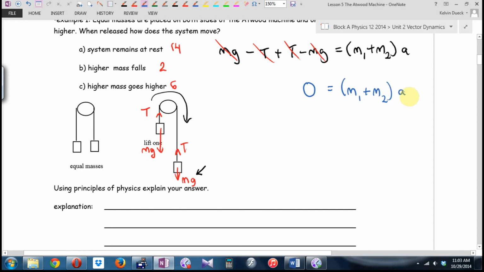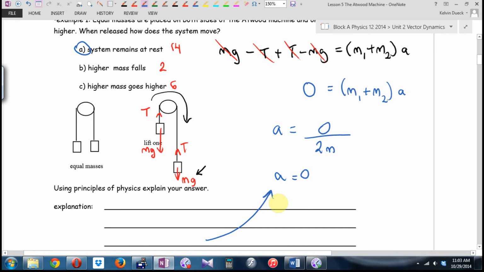How would I get the A by itself? You know what? Those two masses are identical. I could just say divide by 2 m's. What's my acceleration? So what's the correct answer if my acceleration is 0? It has to be. Let's write down A equals 0.